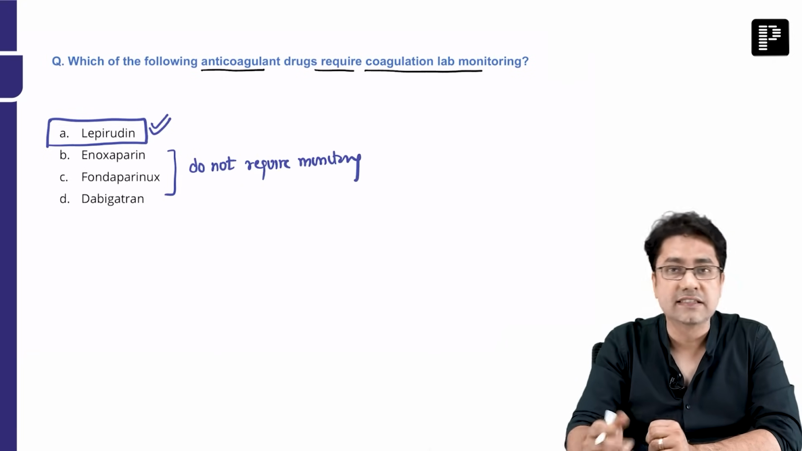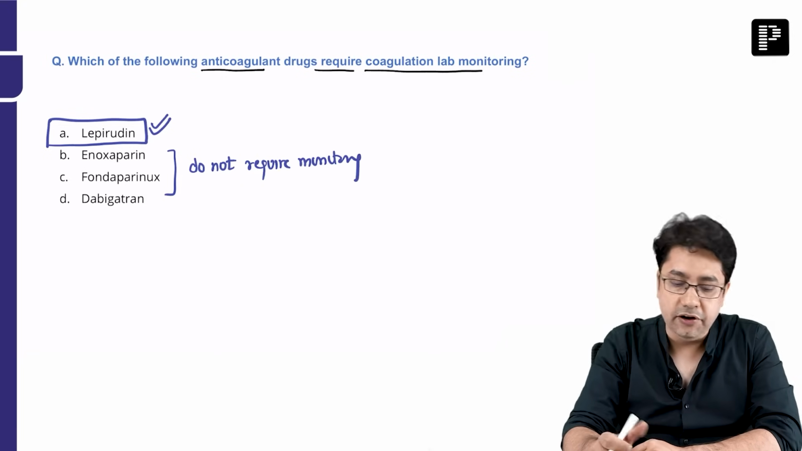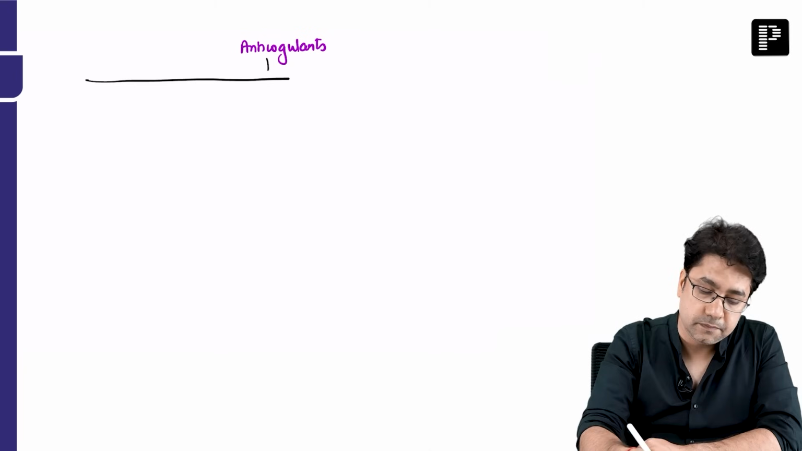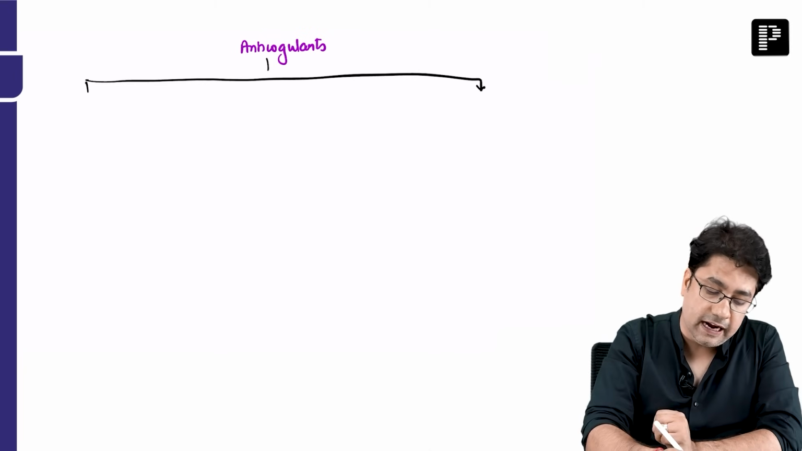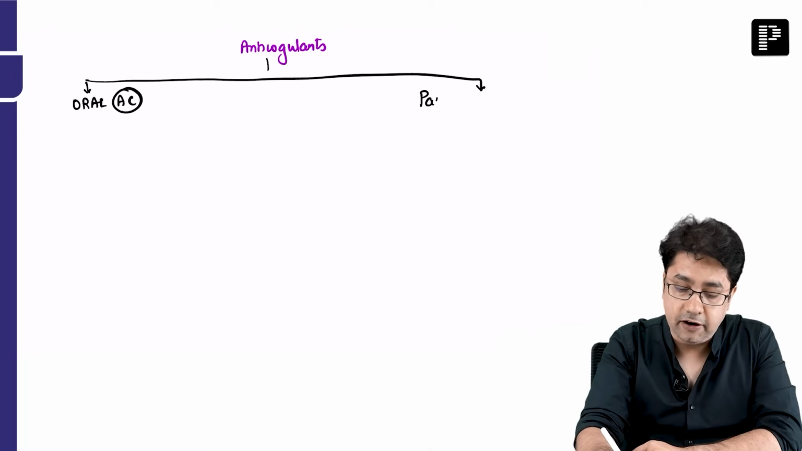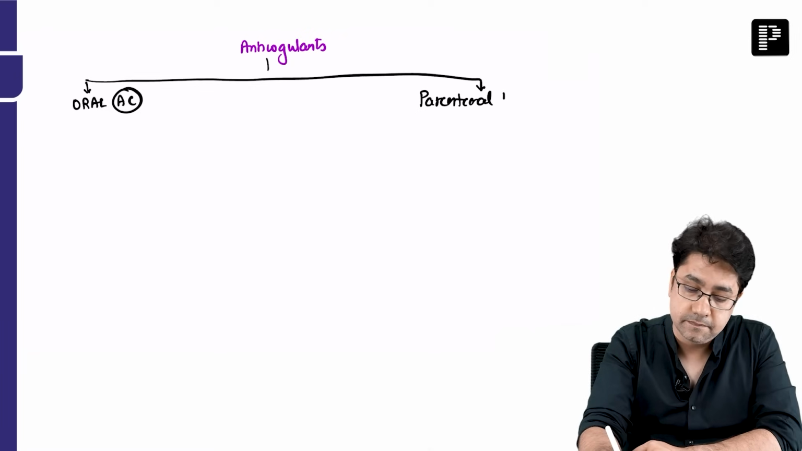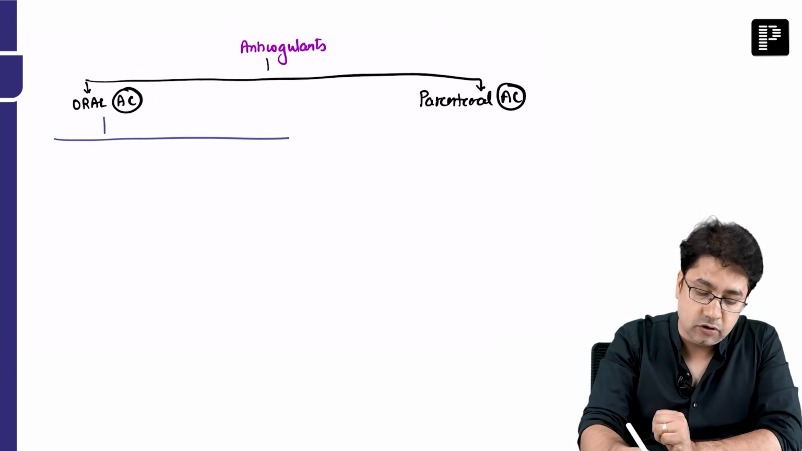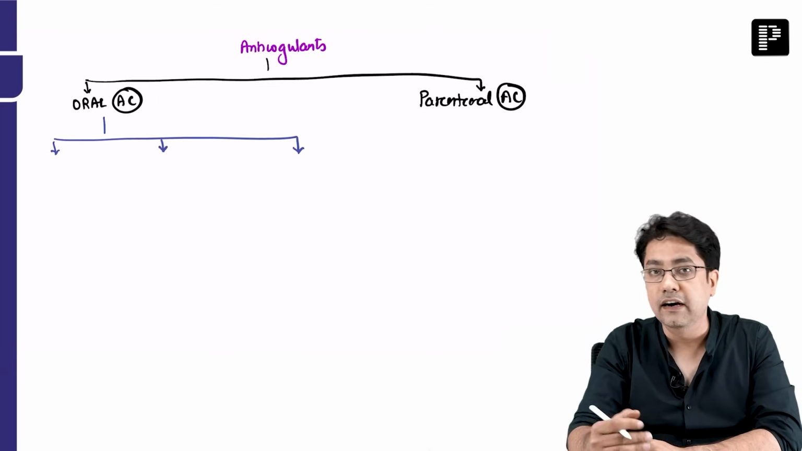So let's make a summary of which anticoagulant drug requires monitoring and which does not. So let's classify anticoagulant drugs into two types. First is oral anticoagulant drugs. Second, we have injectable or parenteral anticoagulant drugs. Now, oral anticoagulant drugs are further divided into three types, depending upon which clotting factor they are inhibiting.